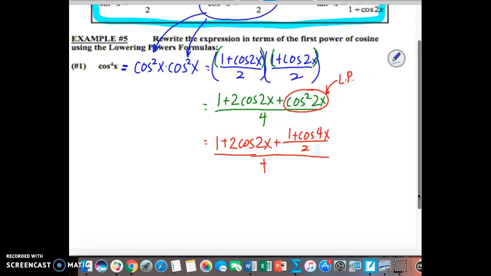So now simplifying this out a little bit, we have 1/4 plus 2 cosine of 2x all over 4, plus we have 1/2 over 4, plus cosine of 4x over 2, all divided by 4.